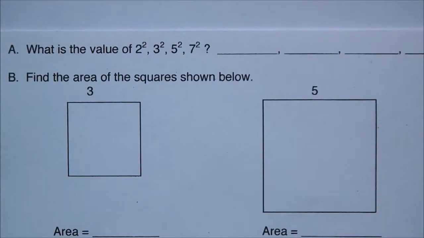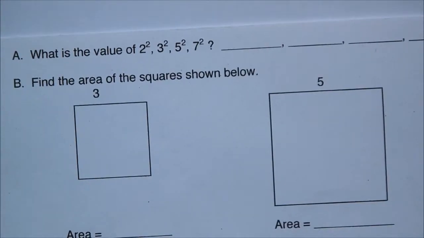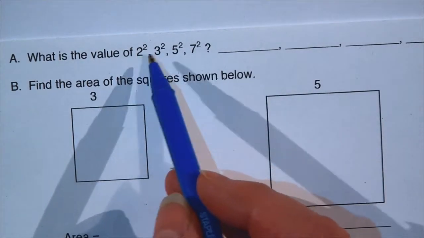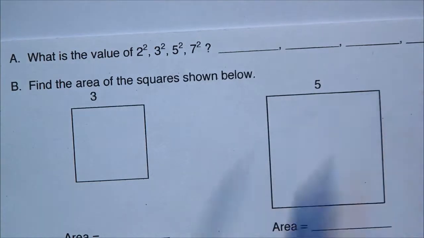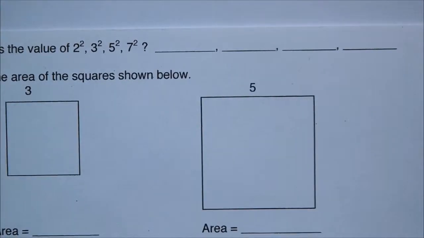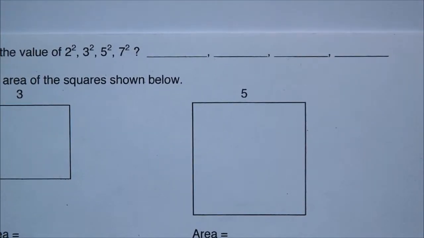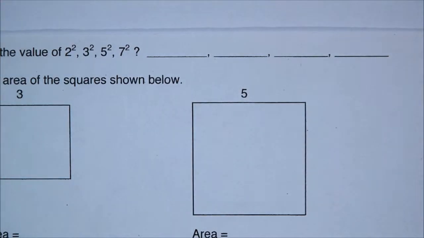Okay, let's go through on your own and answer this. The value of 2 squared goes here, 3 squared, 5 squared, 7 squared, on each of those lines. So if you're at home, I hope you have a piece of notebook paper and a pen with you, and you can write these out. So we're looking for the values of those expressions.